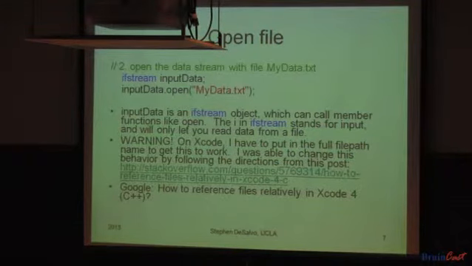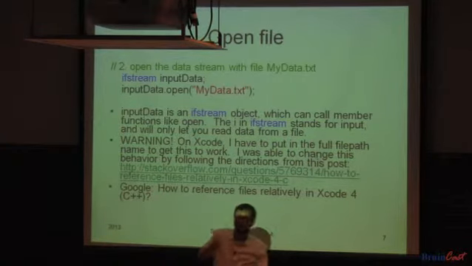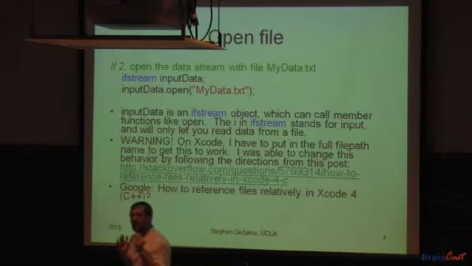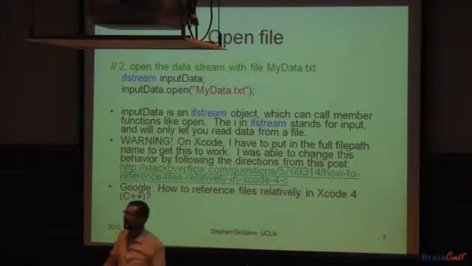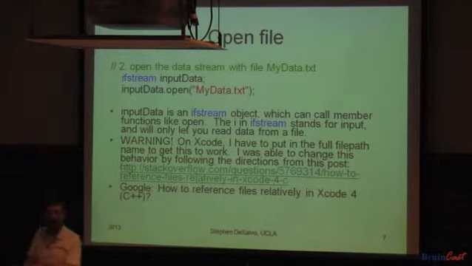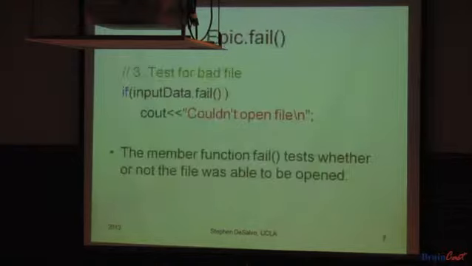Here's a little warning. On Xcode, I have to put in the full file path name to get this to work. On Visual Studio, you can just do the local path. But by default, on Xcode, you have to do like /users/. This is an option. I believe I changed it once, but in general, this is one of the other subtle differences. The default in Visual Studio is the local directory, and the default for Mac is always this more global one. You can figure this out by searching for how to reference files relatively in Xcode 4. It shows up how to do this.